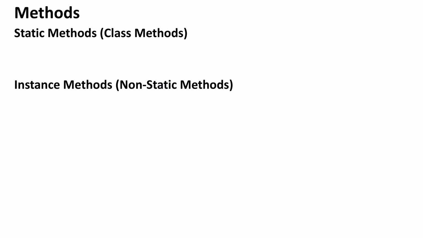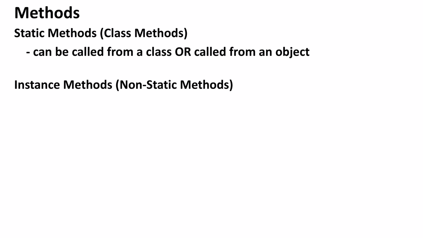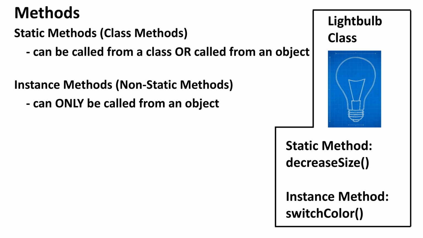Next, let's look at methods again. There are two types of methods: static methods, also called class methods, and instance methods, also called non-static methods. Static methods belong to the class, so you call them with the class name. Instance methods belong to an instance, meaning an object, so you need an object to call them from. To understand better, let's look at two different methods in the LightBulb class. The decreaseSize method is a static method, and the switchColor method is an instance method. Let's write some code to see how we can access the methods.